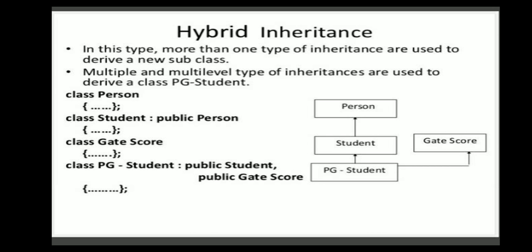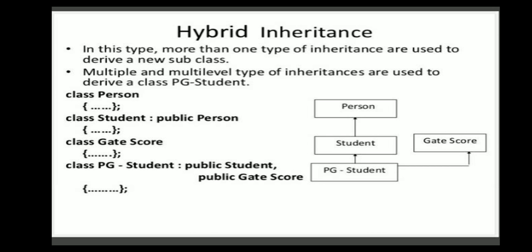Here PG student can derive the entire information from two different base classes, that is student as well as gate score. Here student is one of the derived classes only, but in this situation for PG student, the student is acting as a base class of the derived class PG student. Then for the student class, the person is a base class. Let's see how to define the classes now.